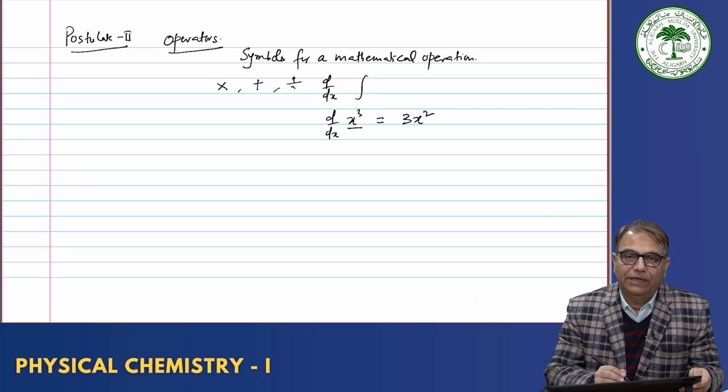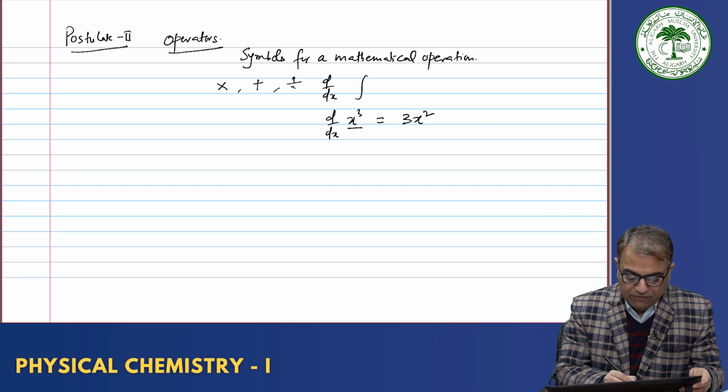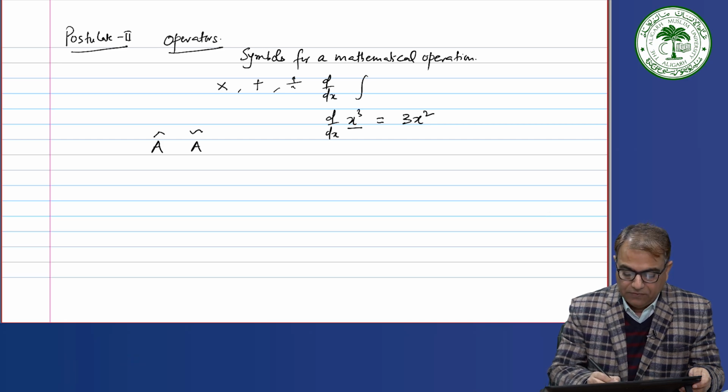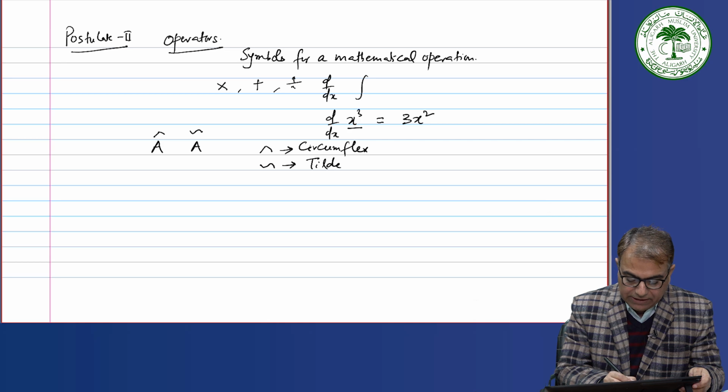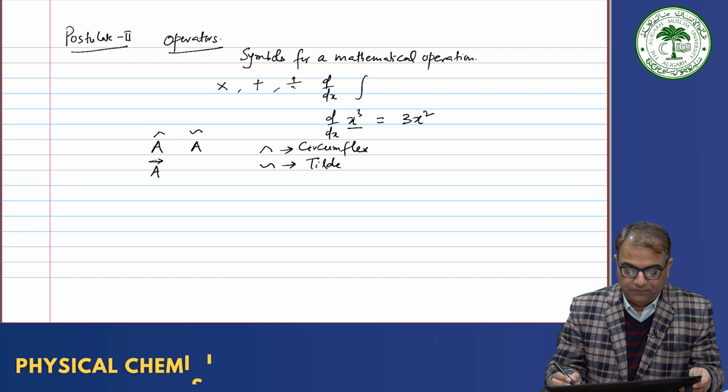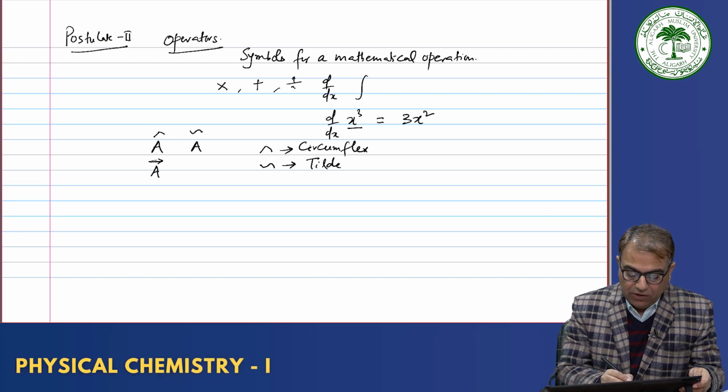That you know. In the same fashion, in quantum mechanics, we have operators represented by a symbol, either a circumflex on the A or a tilde on the C. This cap, which we normally say cap, is actually called circumflex, or this symbol is called tilde. In certain books you will find an arrow also on the operator symbol. So this indicates a specific type of mathematical operation.